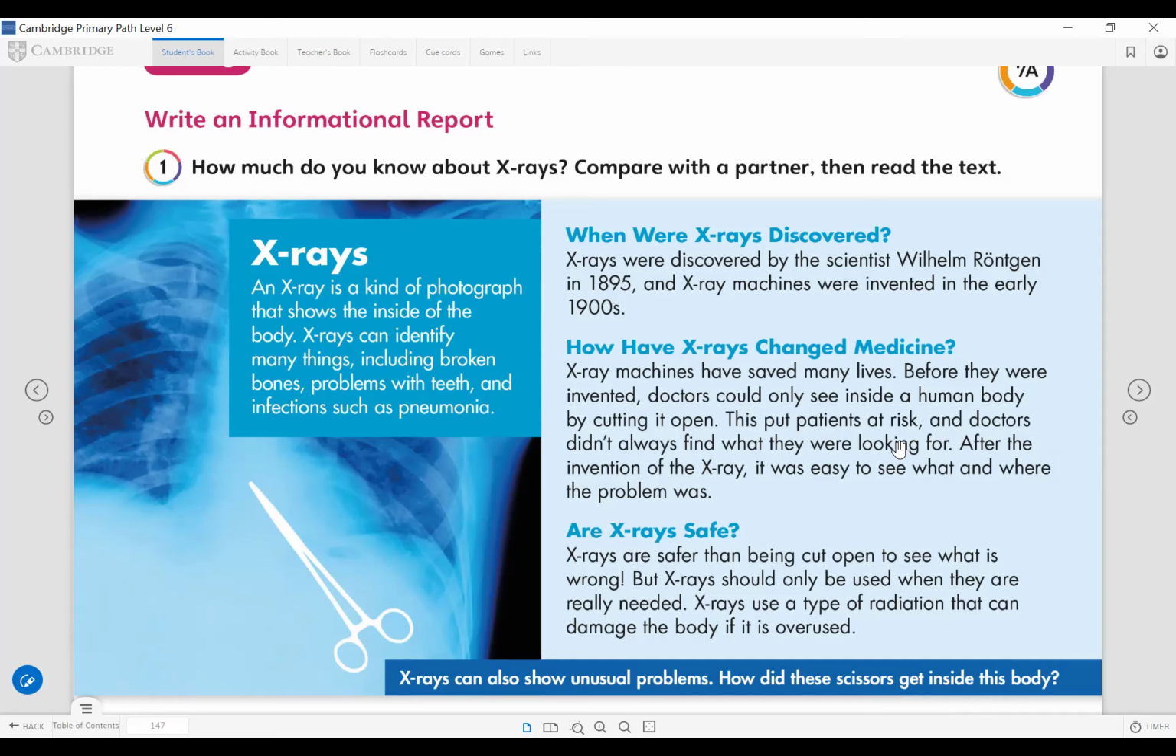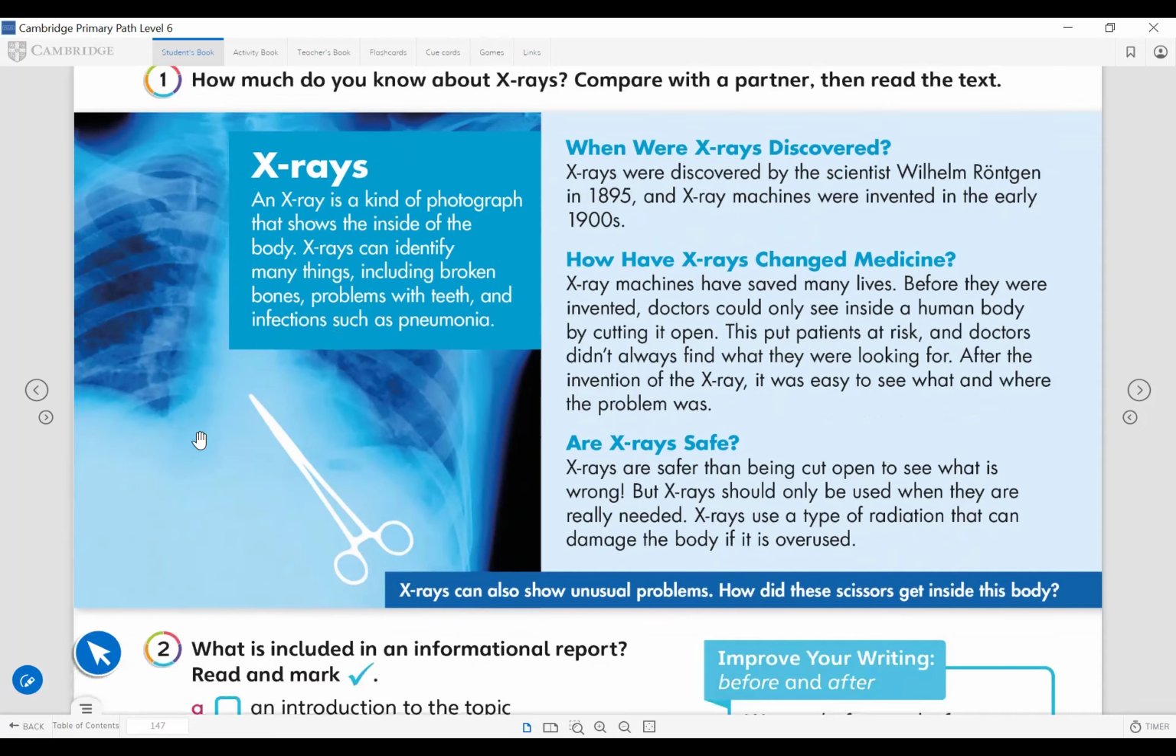X-rays can also show unusual problems. How did these scissors get inside this body? Oh, that's a very good question and a very good closing. It makes you wonder, doesn't it? So we have an introduction, then we have 3 body paragraphs. Each one answers a question, and we have a conclusion.